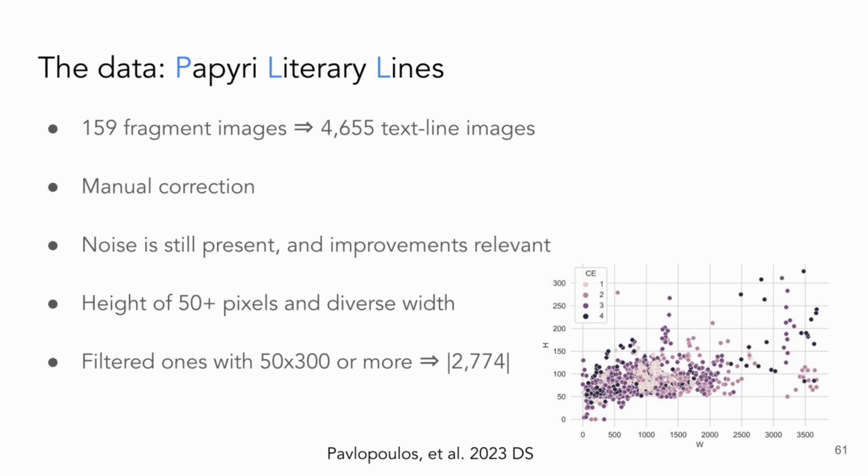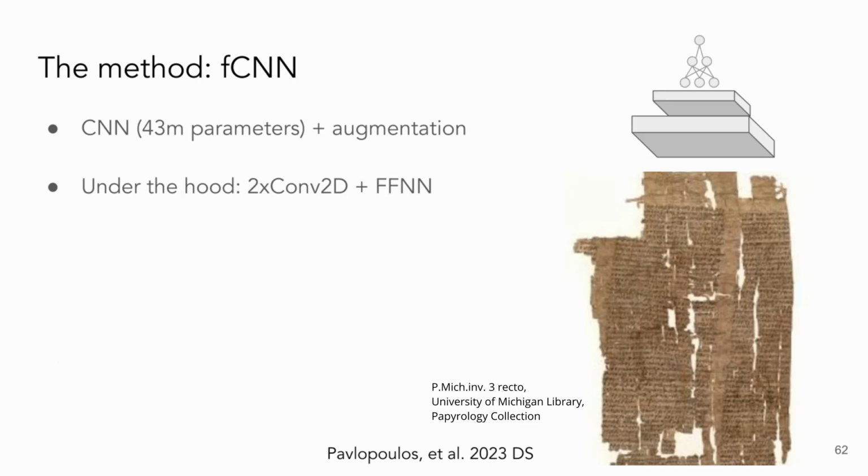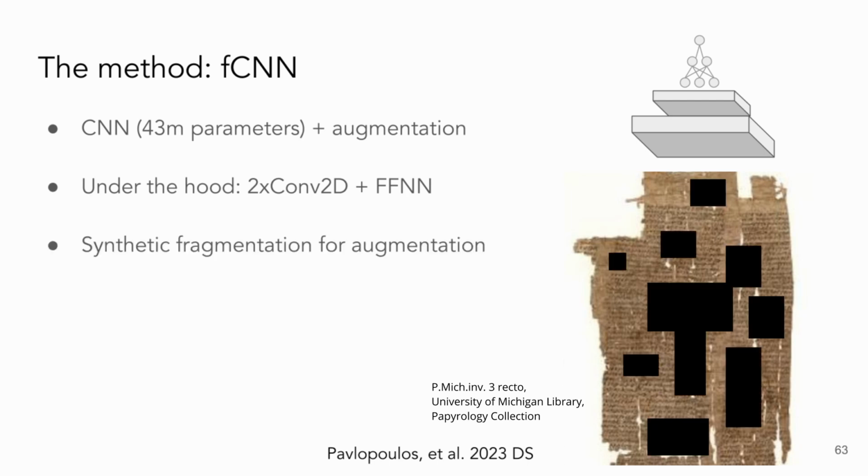And they remain many, even if we filter out low quality images. So again, we get around 3,000 images. So as said, the method is a convolutional neural network, quite common as an approach. It's not the novel thing to do. But it gets better by adding synthetic fragmentation to augment the data during training. So we use the network in this case as a baseline, saying this is the backbone model, and we are going to try something different.